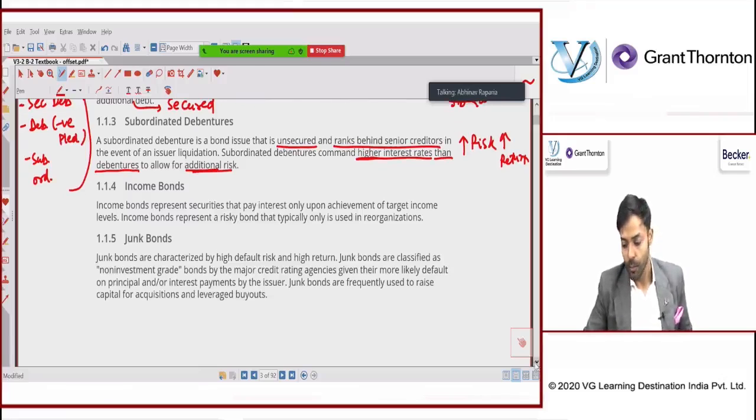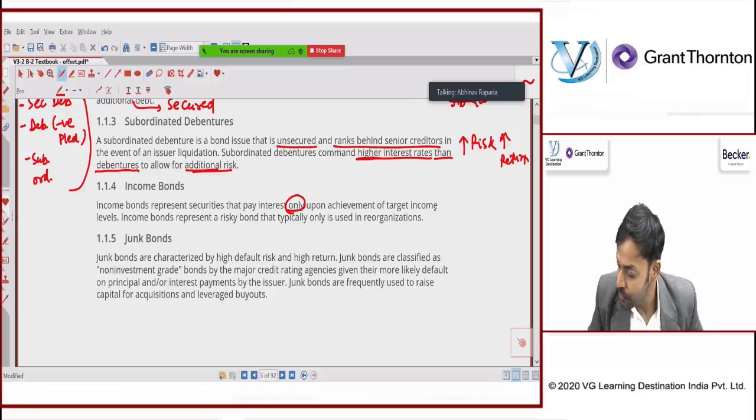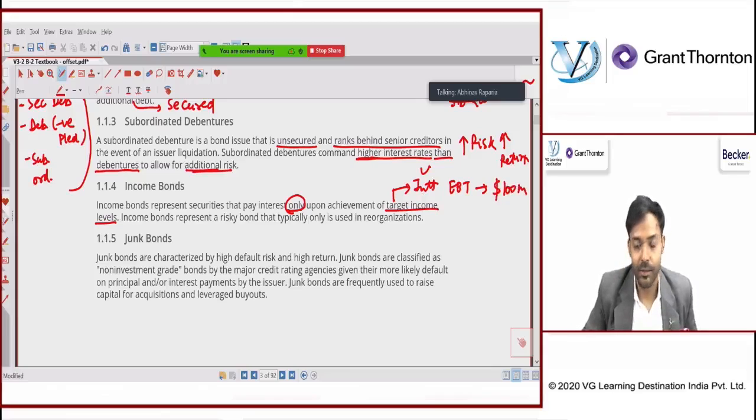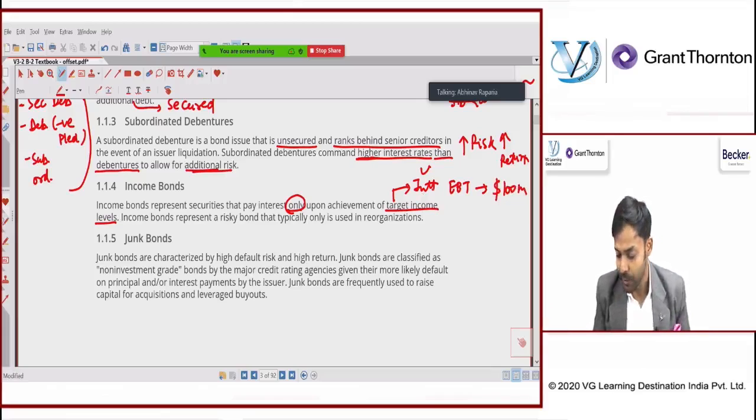Next is the income bonds. What are income bonds? Income bonds represent securities that pay the interest only upon the achievement of target income levels, right? For example, you said that you will get the interest only if you have achieved, say, an EBIT of $100 million. Only then you'll get the interest. So again, you're setting your target, and only then you'll get that kind of money.